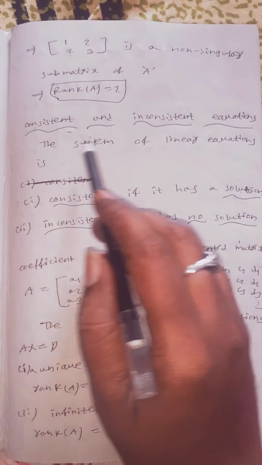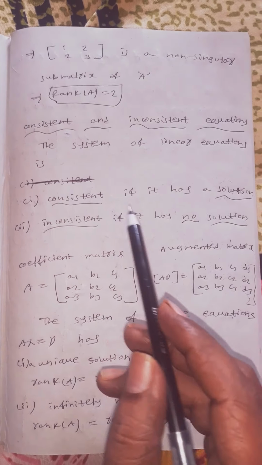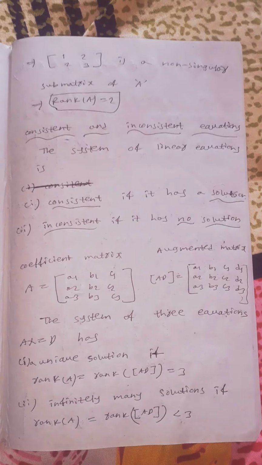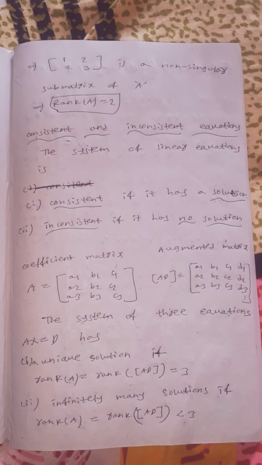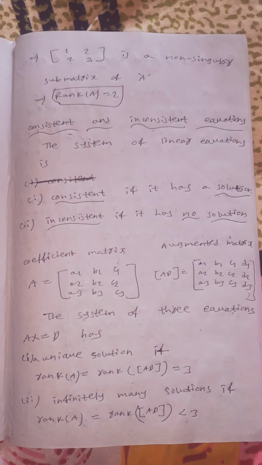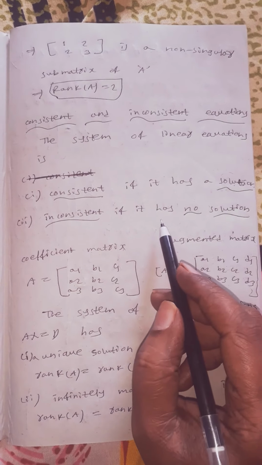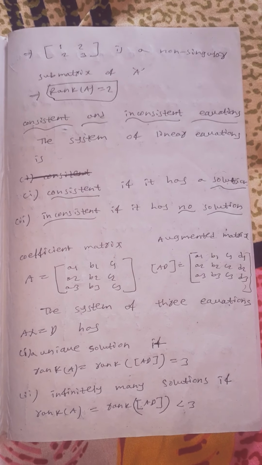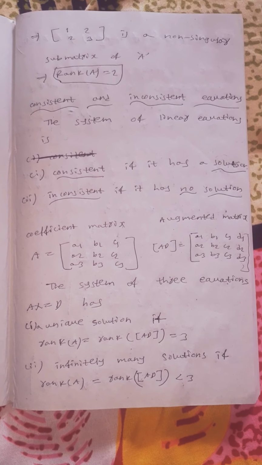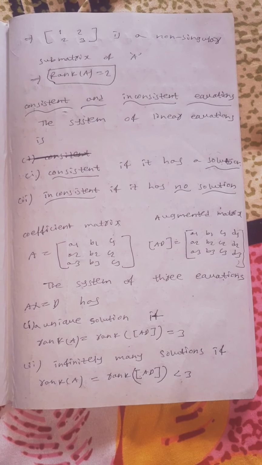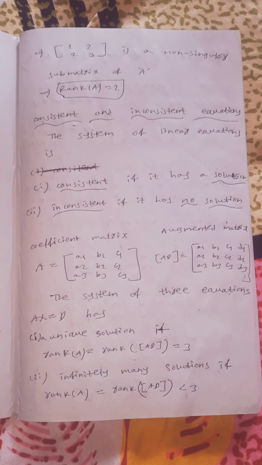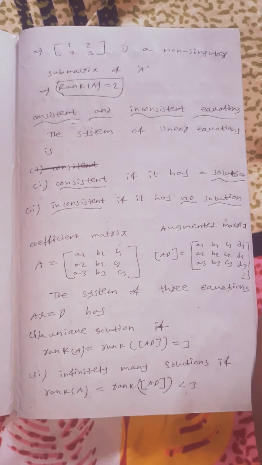Next, consistent and inconsistent equations. The system of linear equations is consistent if it has a solution. The solution may be a unique solution or infinitely many solutions. Inconsistent if it has no solution. So consistent means only unique and infinite. Inconsistent means it has no solution.